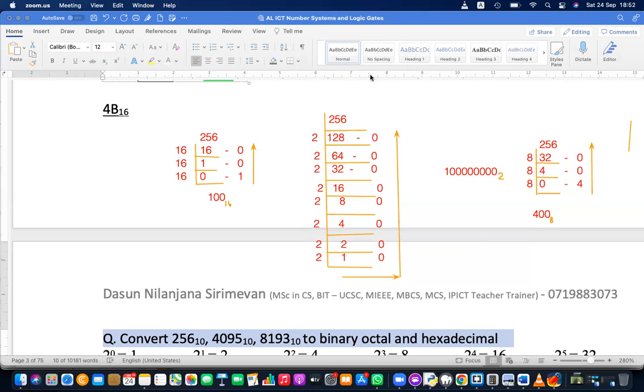Shall I erase this or do you need to write it down? If you need, quickly copy this down. And let's move to the next section after copying.